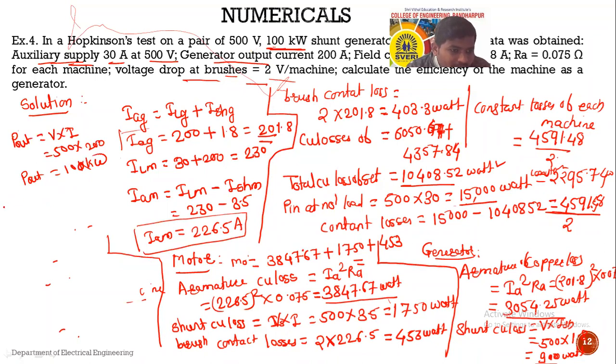Now calculate the total loss of the generator. Total loss of generator. Generator चे total loss calculate करा. So total loss of the generator किती येत आहेत? Copper loss plus iron loss. Iron loss किती आहे?